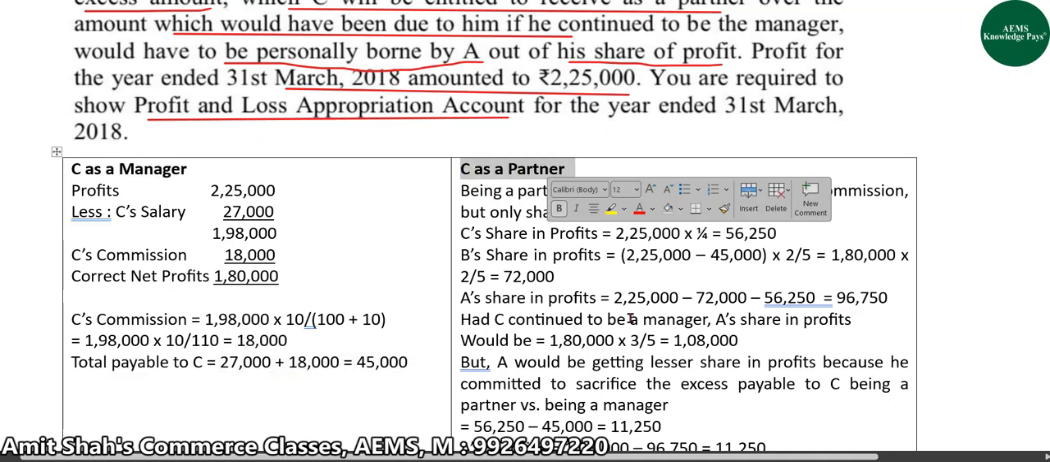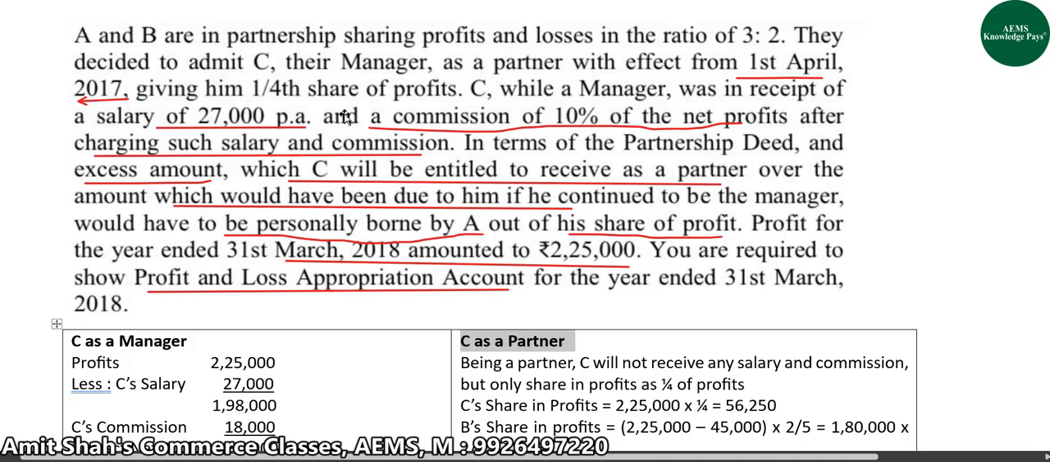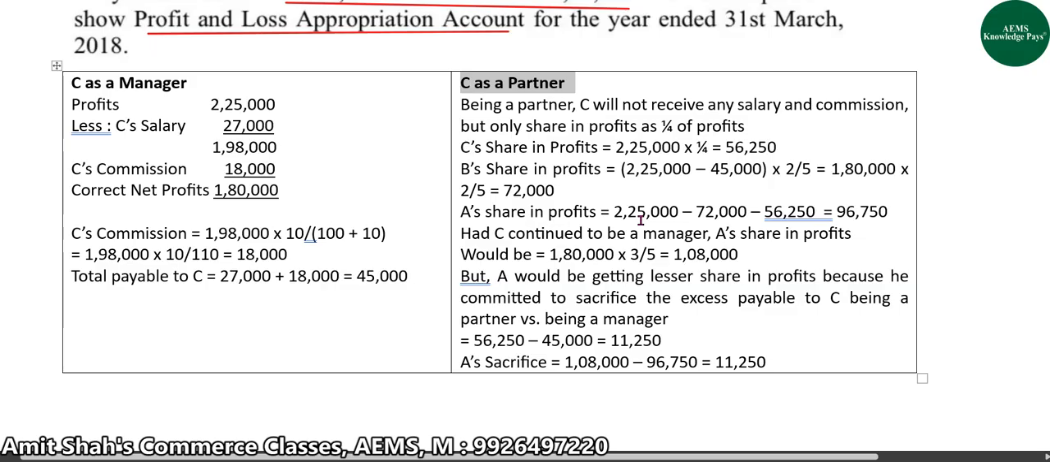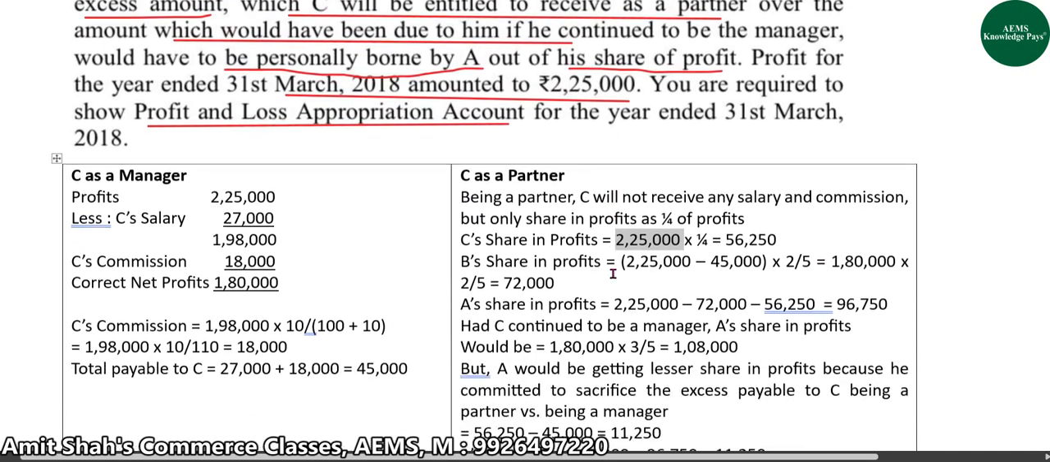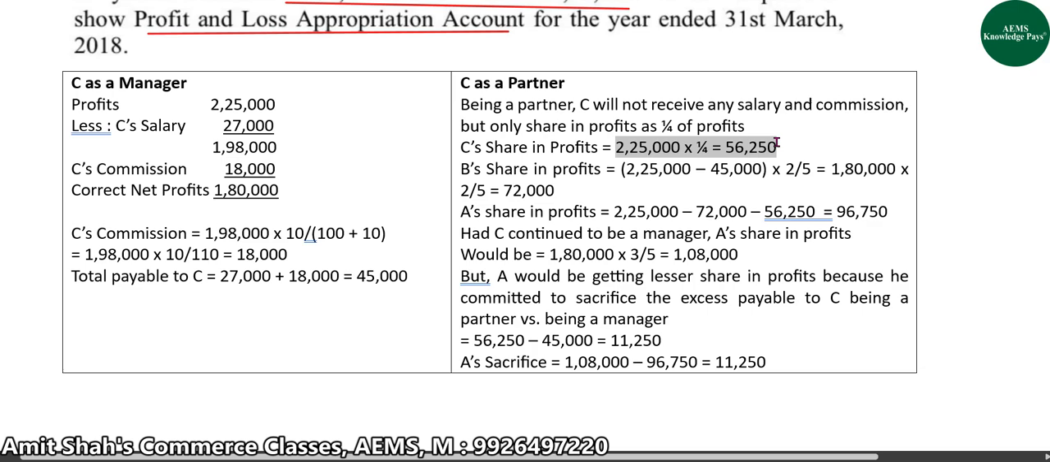Now, if C is considered as a partner, which actually they have done, because from 1st April 2017 they have admitted C as a partner, they have considered C as a partner with 1 by 4 share in profits. So if C is considered as a partner, then on the profits of accounting year 2017-18, his share in profits would be 1 by 4 of 2,25,000, that is 56,250, which is in excess of 45,000 by 11,250. We clearly said earlier that if you make C a partner, whatsoever excess share he would be getting, you entirely have to sacrifice from your pocket. I will not sacrifice anything towards C.